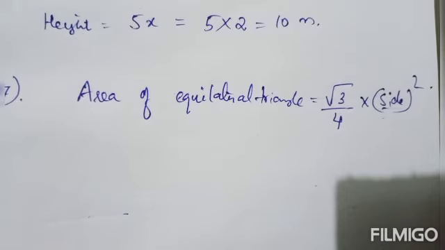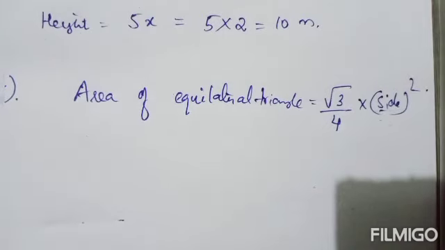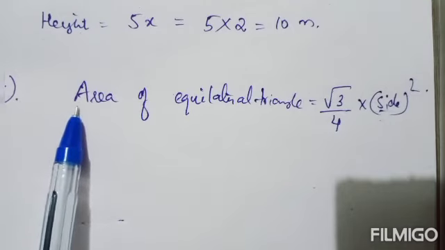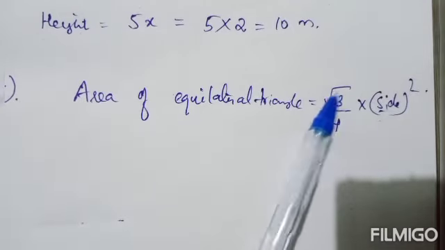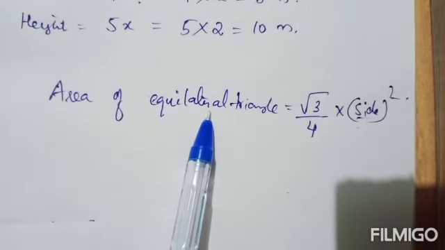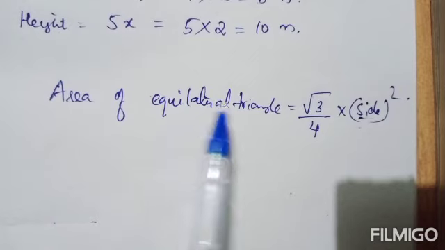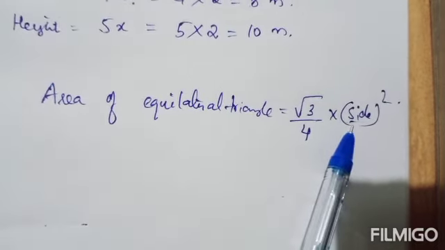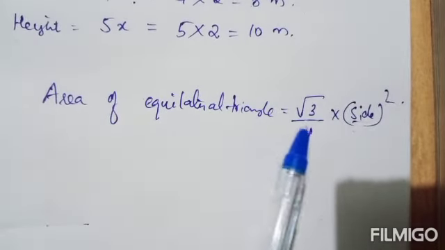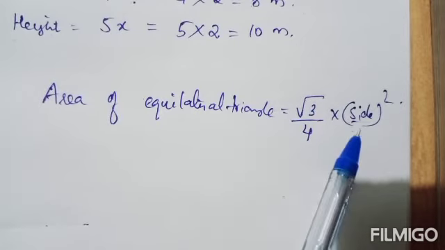Seventh one. The area of an equilateral triangle is 144 root 3 centimeter square. Find its perimeter. So here the area of the equilateral triangle is given. You have to find the perimeter. Now there is one formula for finding the area of an equilateral triangle. It is root 3 by 4 into side square. An equilateral triangle has 3 equal sides. So if one side is given, you can substitute that value of side here.